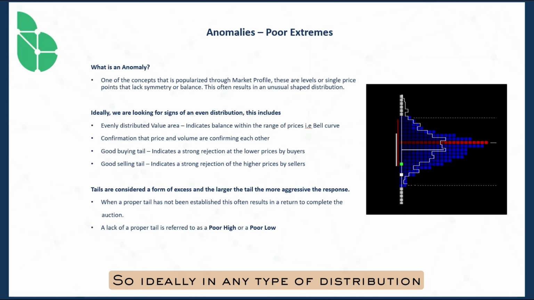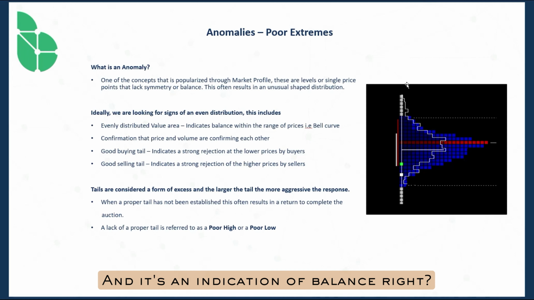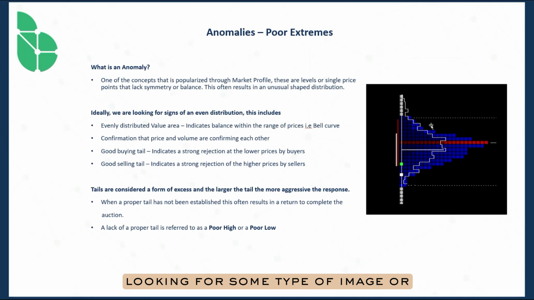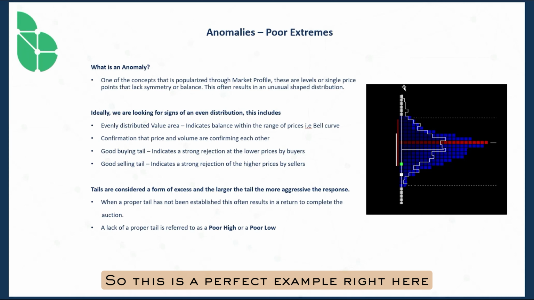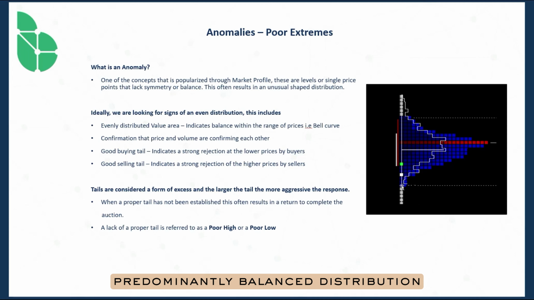Ideally, in any type of distribution, whether it's a daily, a weekly, a monthly, or yearly, what we would be looking for is an evenly distributed value area. It's an indication of balance. So we're looking for some type of image or shape that indicates balance, and what this brings to mind is the bell curve. This is a perfect example right here. We have a predominantly balanced distribution through this structure.